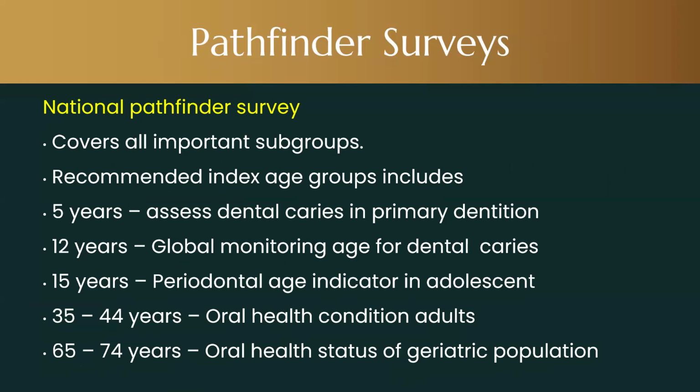So, 5 years is used to assess dental caries in primary dentition. In 12 years, we will be examining the global monitoring age of dental caries. 15 years is used for periodontal indicator age in adolescents. In 35 to 44 years, oral health conditions can be checked. In 65 to 74 years, obviously, for the geriatric population, their oral health status will be examined.